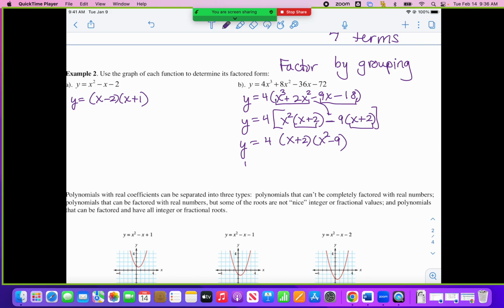All right, does anybody know what else I can do to factor here? There's something that's screaming at me. No, I'm trying to factor, not distribute. I don't want to multiply it back out, but how could I continue to factor it? Mia, what do you think? Yeah, do you see x squared minus 9 is a difference of 2 squares?